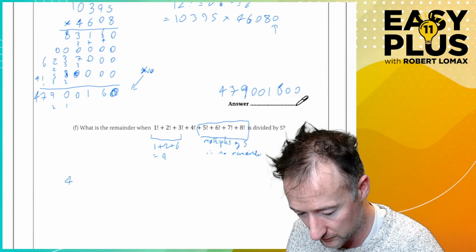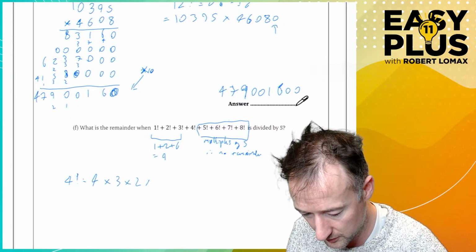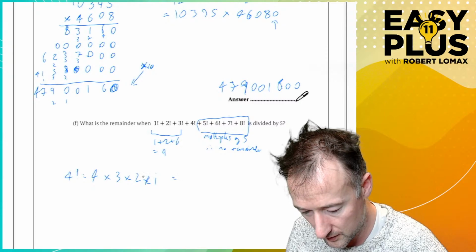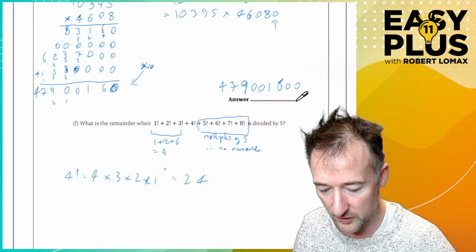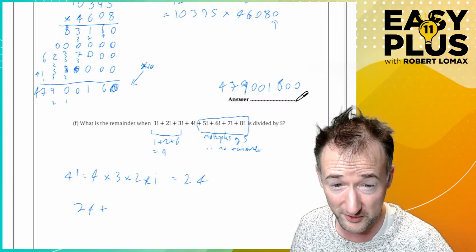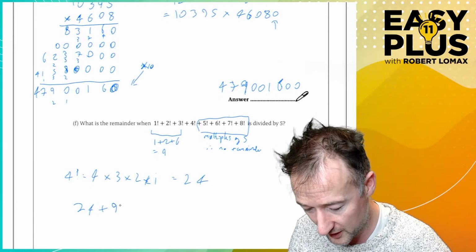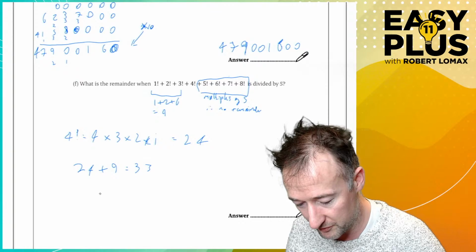4 factorial equals 4 times 3 times 2 times 1, which equals 12 times 2 is 24. And now we just got to do 24 plus 9, which is 1 factorial plus 2 factorial plus 3 factorial. 24 plus 9 equals 33. So what's the remainder when that's divided by 5?